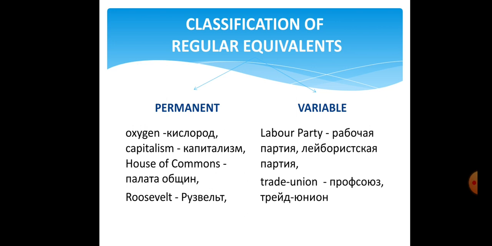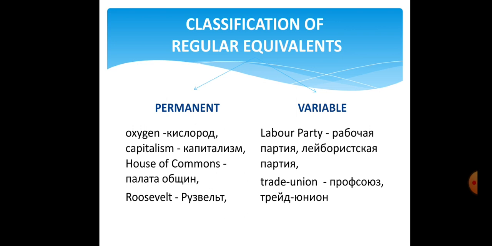Other SL units may have several equivalents each. Such one-to-many correspondence between SL and TL units is characteristic of most regular equivalents. The existence of a number of non-permanent or variable equivalents to an SL unit implies the necessity of selecting one of them in each particular case. For example, actual, действительный, подлинный, современный; or writing, пишущий, письменный.